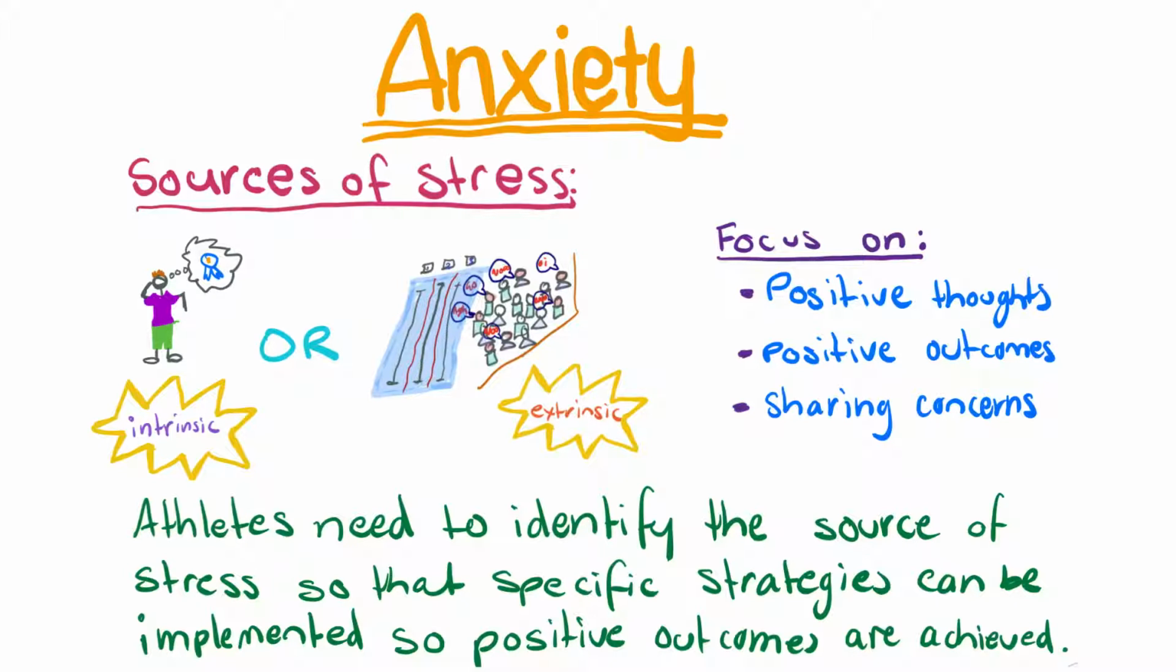And there's going to be lots of different sources of stress out there that are going to be different for everybody. So, where one person might have the stresses of a parent and their high expectations, another athlete may not have those expectations from their parents, or the expectations that come from them may not actually be a source of stress for them. So it's important for athletes to identify the source of their stress so that specific strategies can be implemented so positive outcomes are achieved. So if an athlete denies the fact that the expectations of coaches and parents and friends is something that's stressful for them, they won't be dealing with their stress, and therefore their performance will continue to be decreased as a result of this.